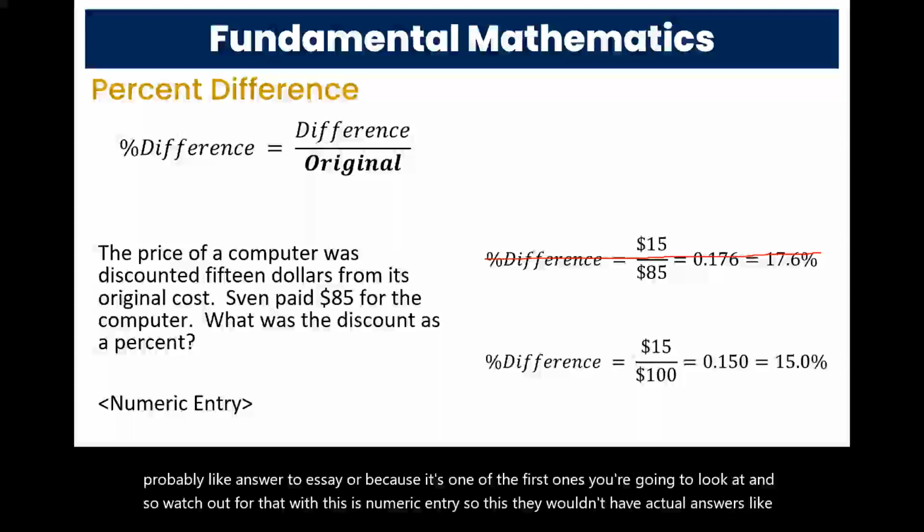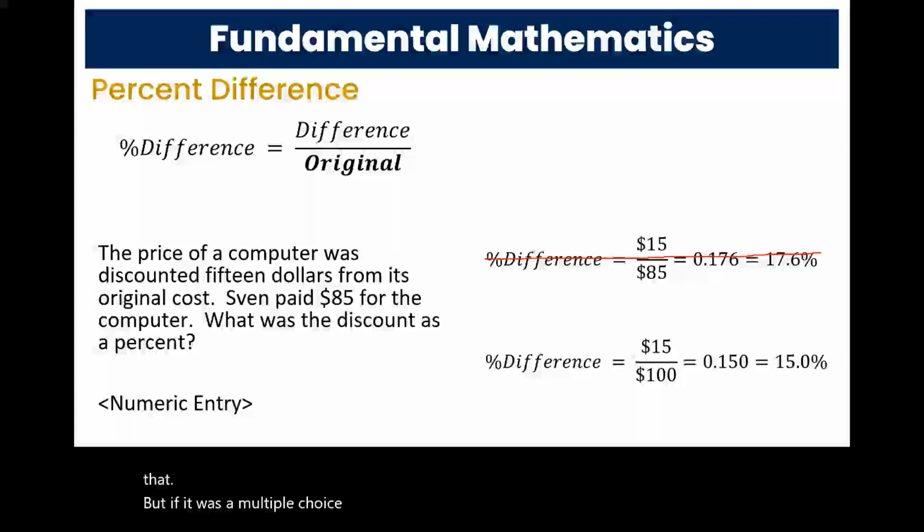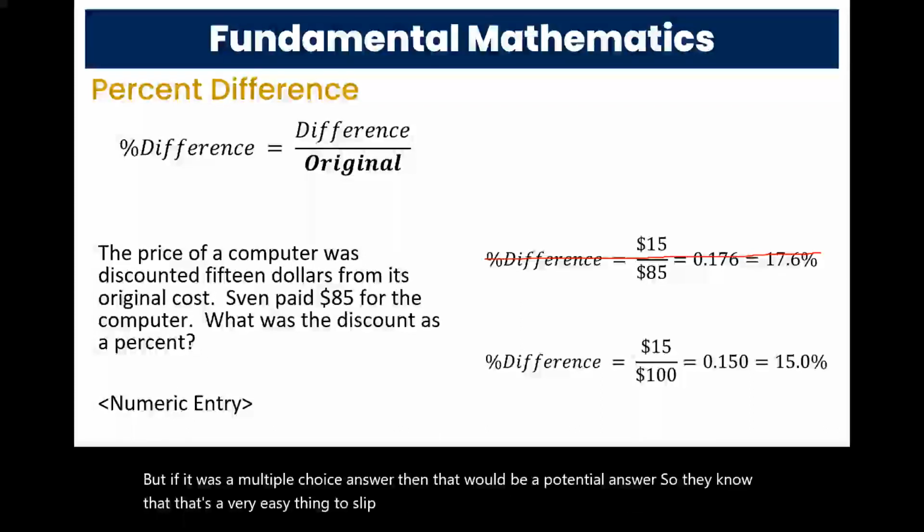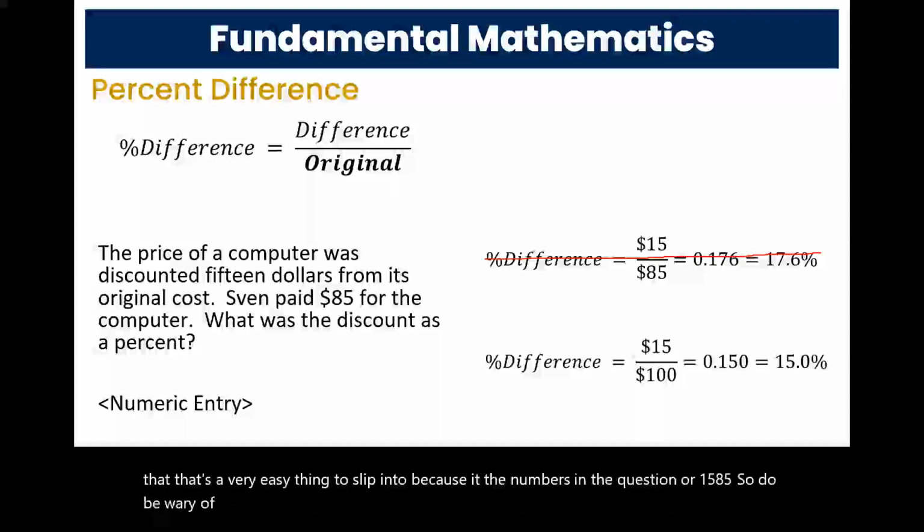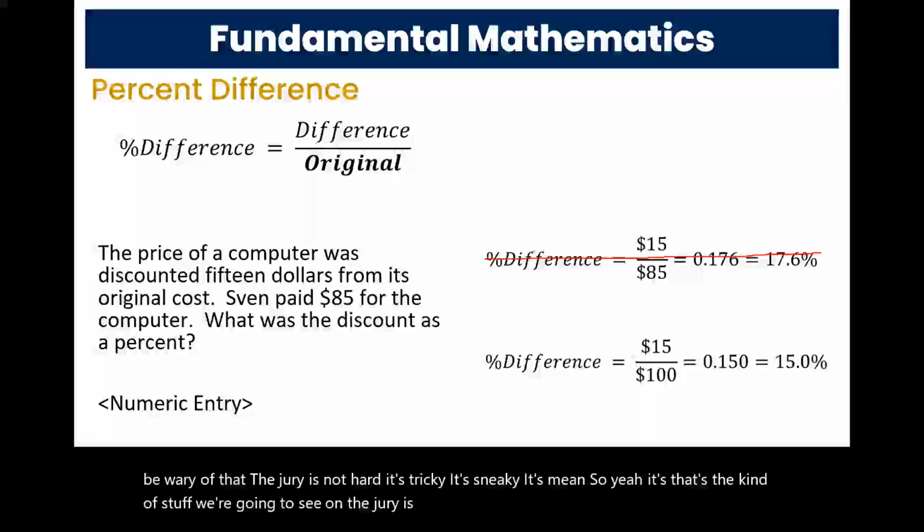But if it was a multiple choice answer, then that would be a potential answer. So they know that that's a very easy thing to slip into because the numbers in the question are 15 and 85. So do be wary of that. The GRE is not hard. It's tricky, it's sneaky, it's mean. So that's the kind of stuff we're going to see on the GRE, this sort of trickiness that they try to put into a lot of the questions.